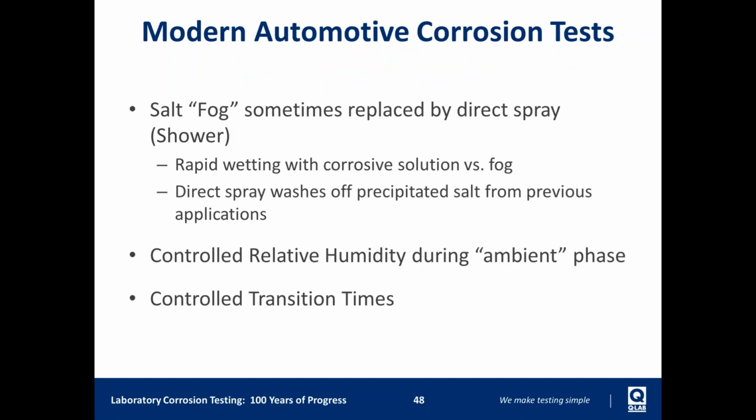And that's what brings us to modern corrosion tests. The testers became better equipped to run it. And so now a lot of these tests have replaced fog with what they call spray or shower. These testers can control relative humidity during these ambient phases to reduce repeatability issues. And they can also control the transition times, which allows for better reproducibility between different cabinets.